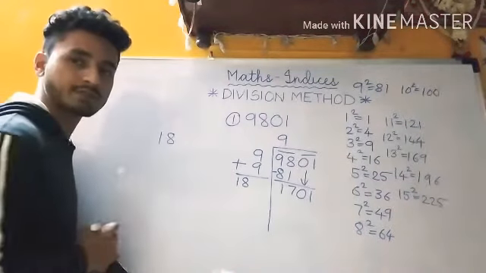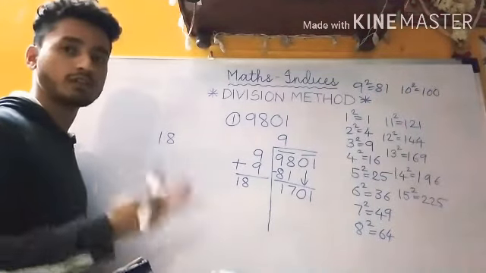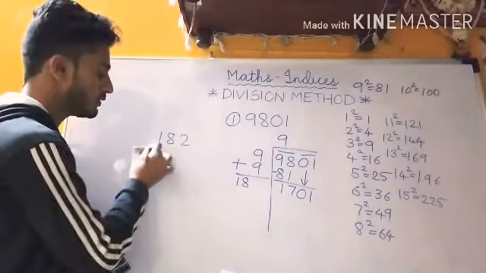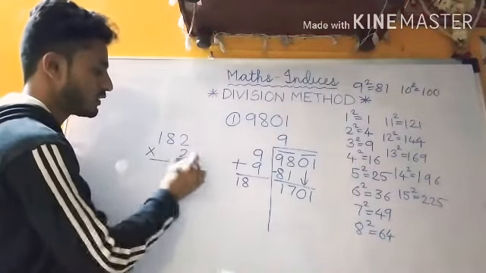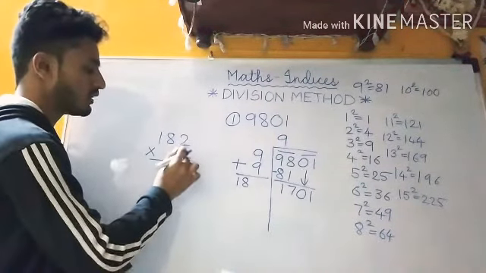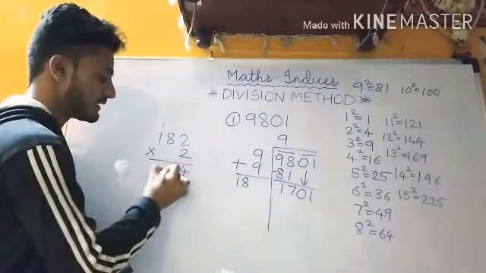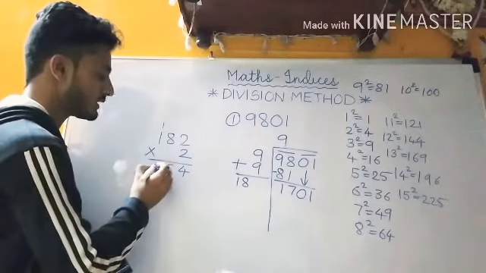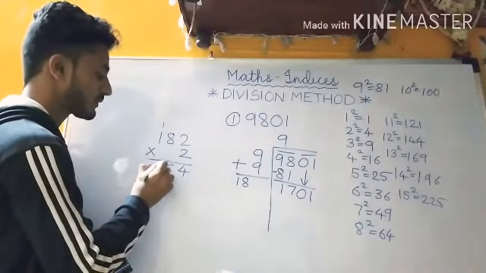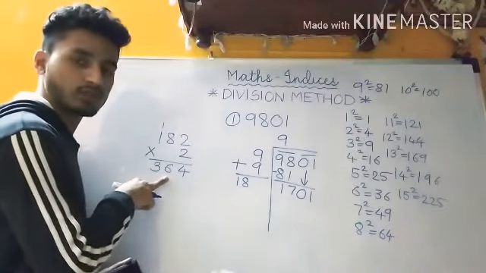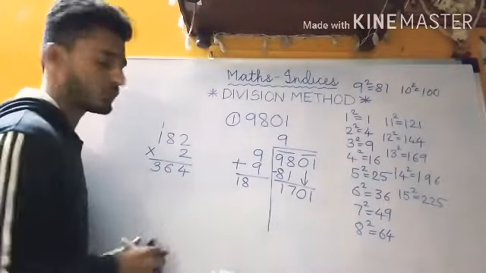We will try for some other possibilities. Again I'll take 18. Now instead of 1 I'll go for 2. So I'll write here 2 multiplied by 2. 2 2s is 4, 2 8s is 16, 2 1s are 2 and 1 is remaining, so 3. So 364. Is this answer the same? No.